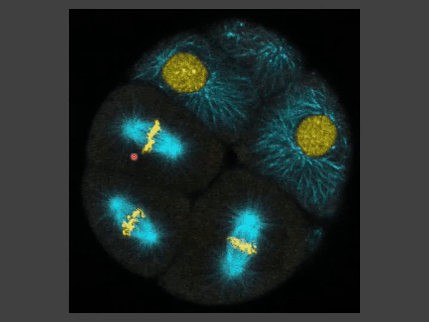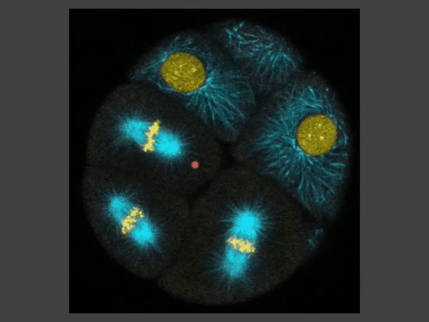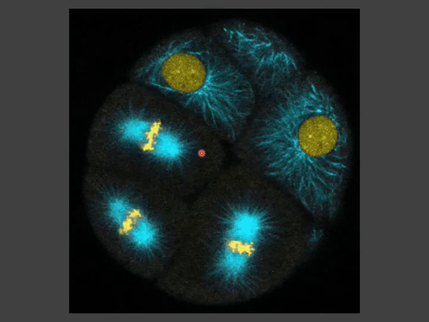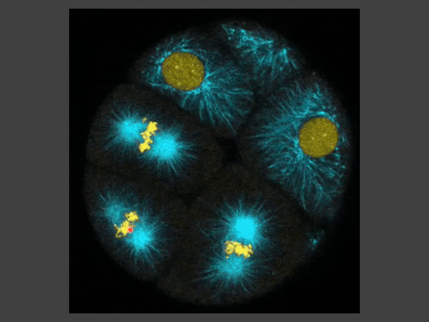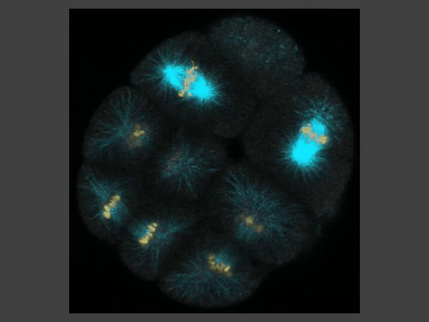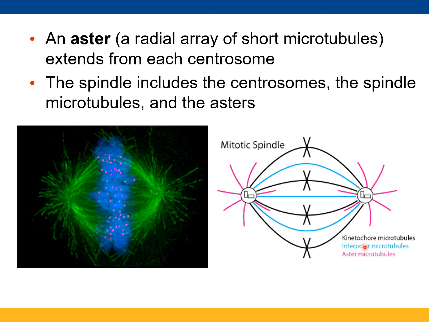And here you can see the centrosomes functioning in various stages of mitosis to form these mitotic spindles. And you can see the aster microtubules right there, really prominent there during late telophase. So it's harder to see the kinetochore and the interpolar ones, but you can certainly see the asters in this video. Just another set of pictures to reemphasize that you need to know the three different types of microtubules that are involved. We have the interpolar here in blue, we have the kinetochore in black, and we have the aster microtubules in pink or magenta.